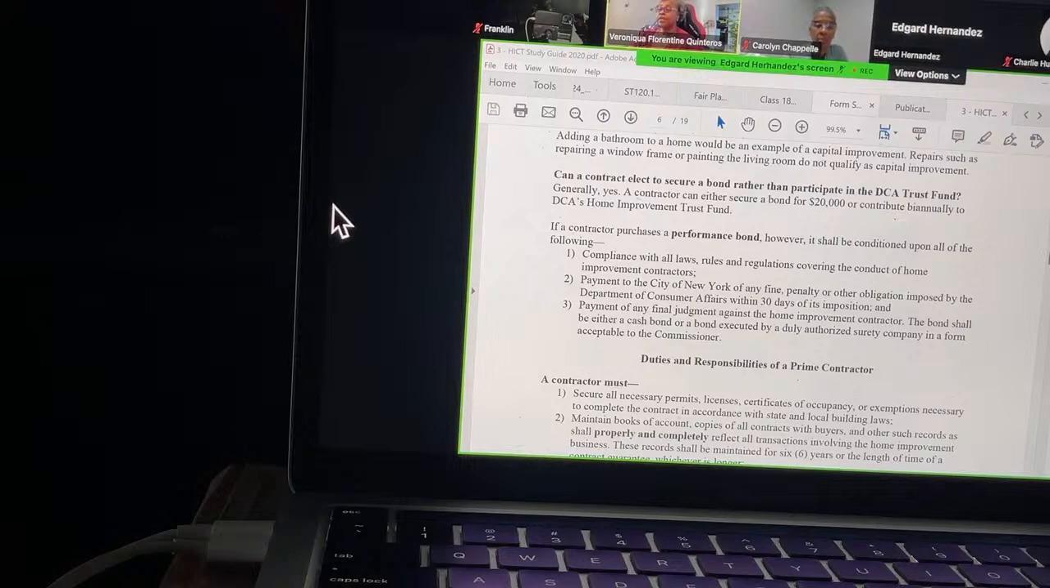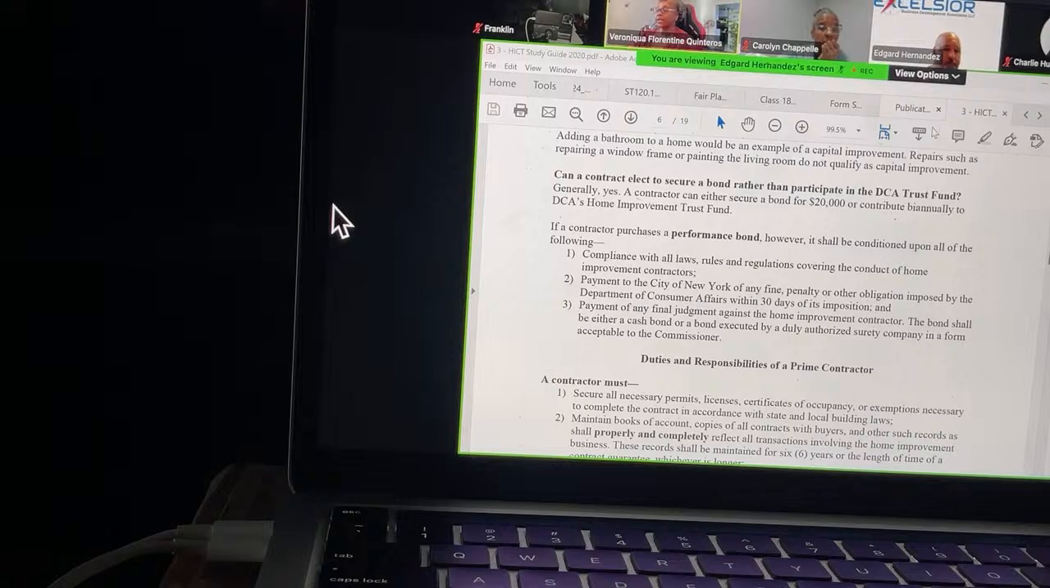2, payment to the City of New York of any fine, penalty, or other obligations imposed by the Department of Consumer Affairs within 30 days of its imposition. And 3, payment of any final judgment against the home improvement contractor. The bond shall be either a cash bond or a bond executed by a duly authorized surety company in a form acceptable to the commissioner.